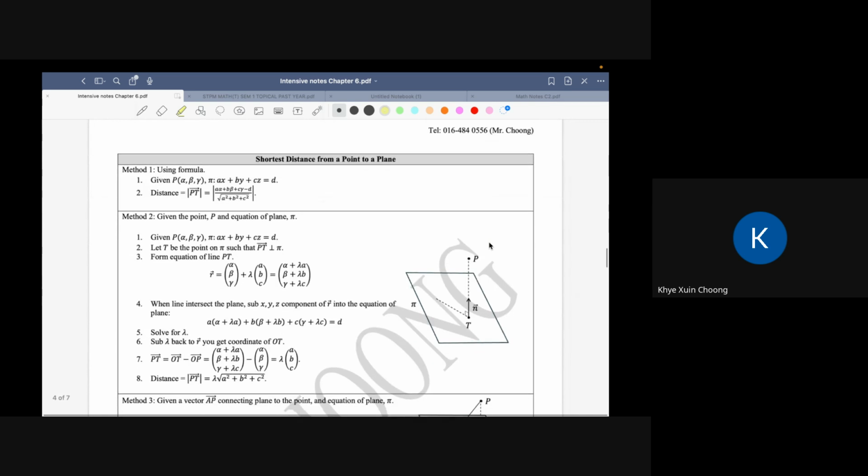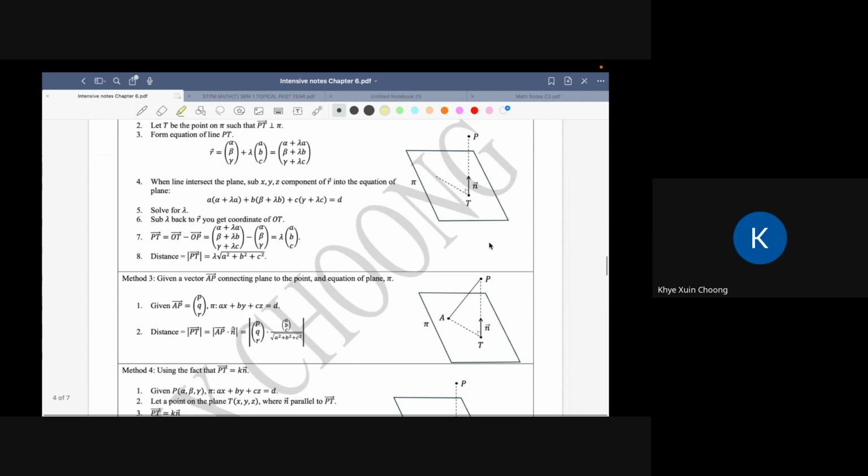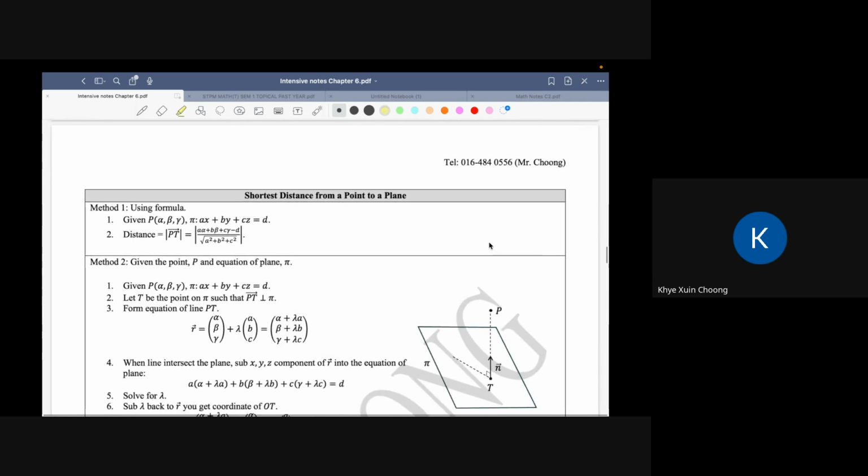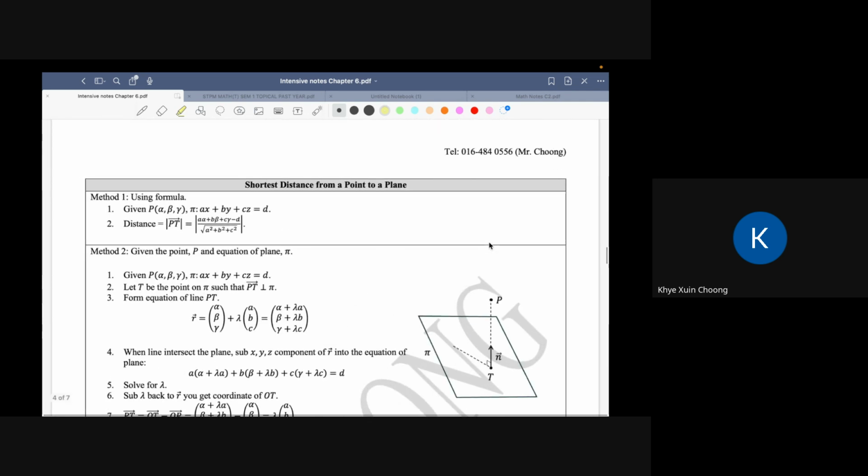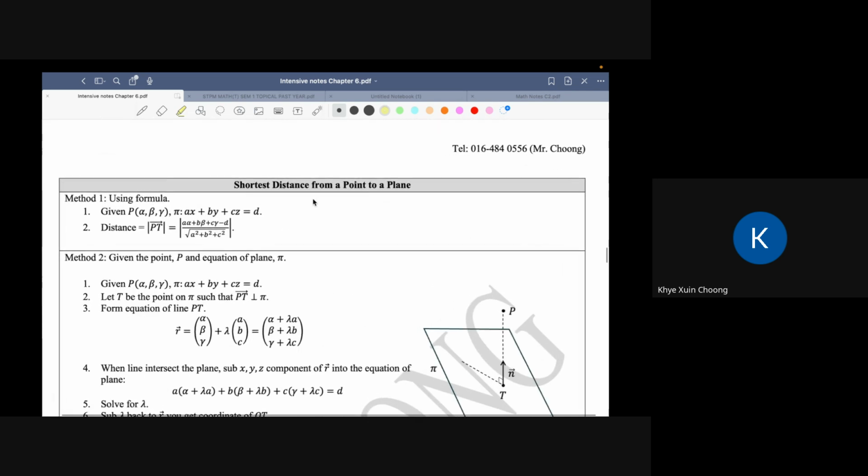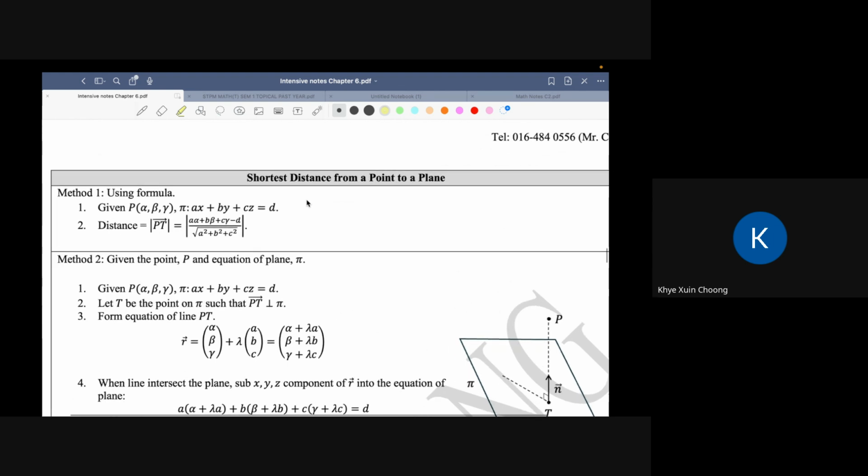Okay. So here are some interesting questions that they might ask and you mostly don't know how to do. So for the first part, how do you find the shortest distance from a point to a plane?